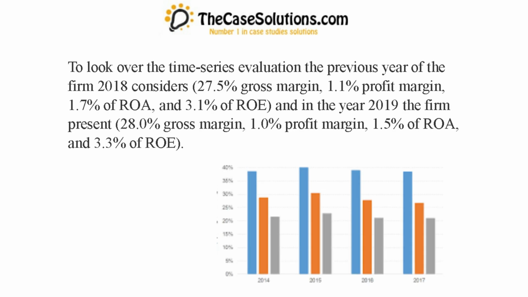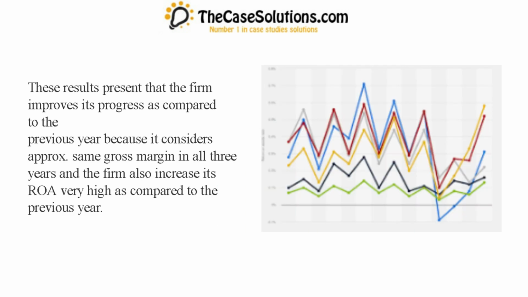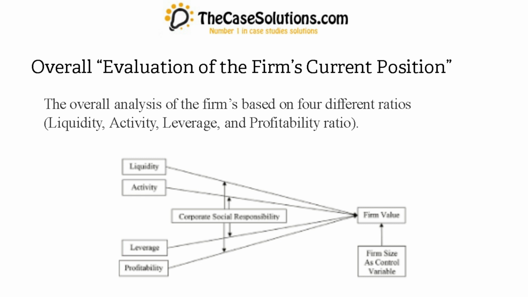To look over the time series evaluation, the previous year of the firm 2018 considers 27.5% gross margin, 1.1% profit margin, 1.7% of ROA, and 3.1% of ROE, and in the year 2019 the firm presents 28% gross margin, 1% profit margin, 1.5% of ROA, and 3.3% of ROE. These results show that the firm improves its progress as compared to the previous year because it has approximately the same gross margin in all 3 years, and the firm also increased its ROA very high as compared to the previous year.